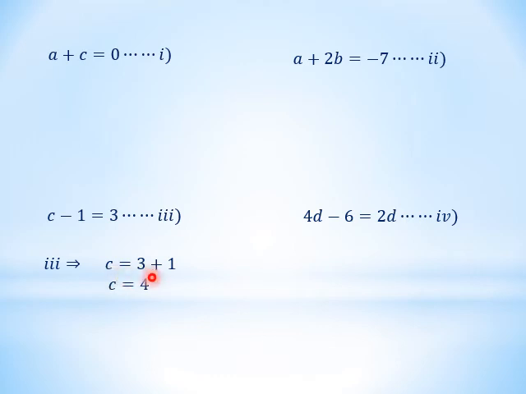Solve it. Equation number 3. C is equal to 3 plus 1, as after transposition of this negative 1 to here, it becomes plus 1. So C is equal to 4. That is one unknown. Now, equation number 1. Definitely it is A plus C equal to 0. And we have the value of C. So by substituting this value here, we can get the value of A. Solve equation number 1. A is equal to negative C. By placing the value of C here, we get A is equal to negative 4. That is the second unknown.